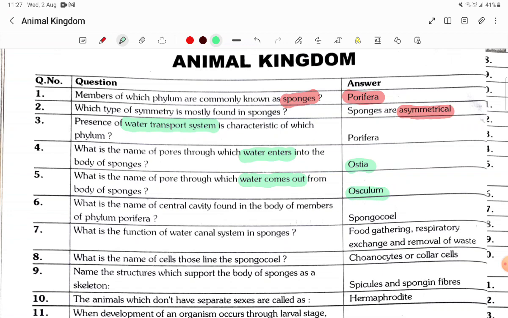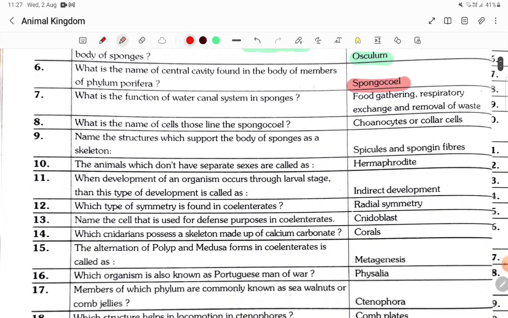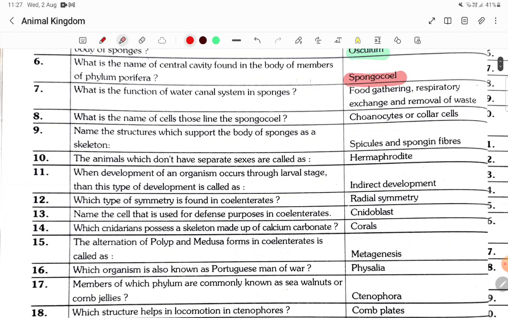cavity found in the body of member of phylum Porifera? So the name of cavity is spongocoel. Next question is question number 7, what is the function of water canal system? Function of water canal system in sponges: food gathering, respiratory exchanges and removal of waste. These three are the main function of water canal system.